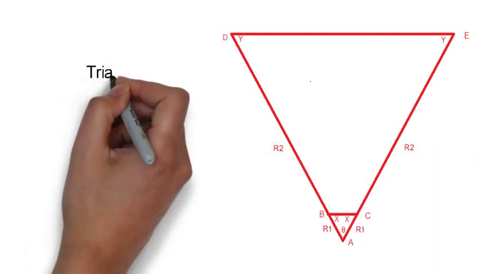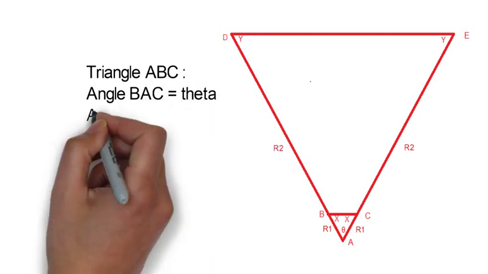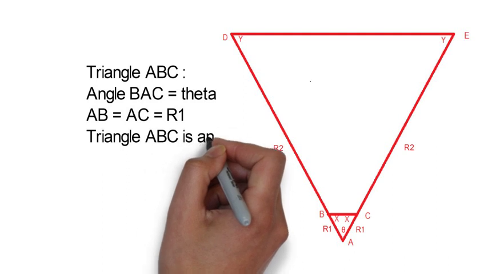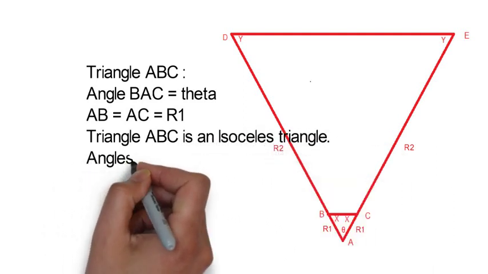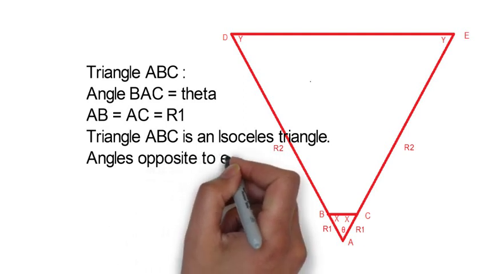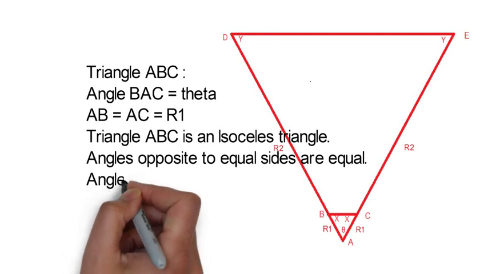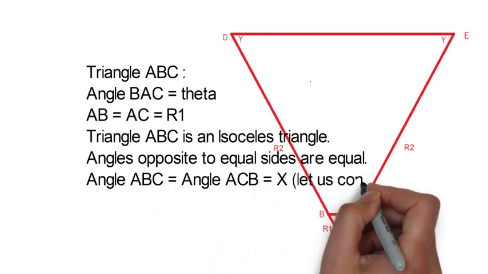Observe the triangle ABC first. We know that AB equal to AC equal to R1. Since the triangle has two equal sides, it is an isosceles triangle. Being an isosceles triangle, the two angles opposite to the equal sides are also equal. That is, angle ABC equal to angle ACB. Let us consider that angle as x.